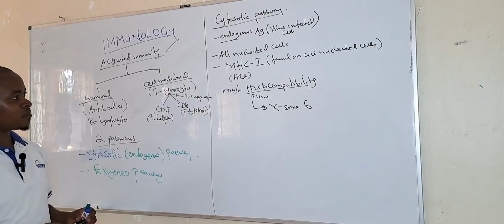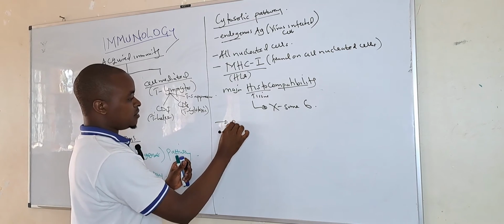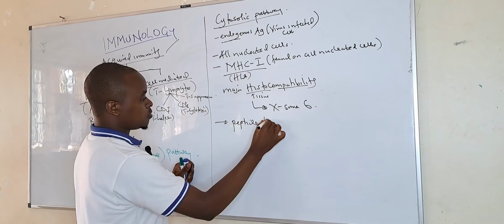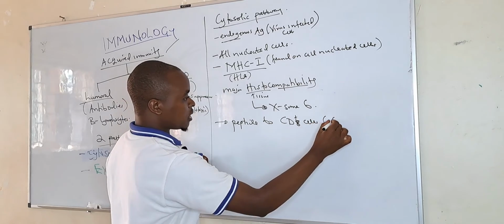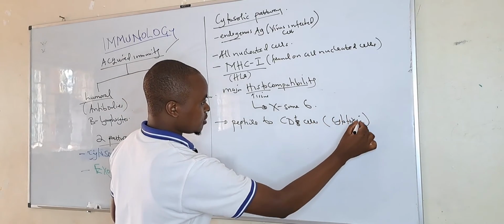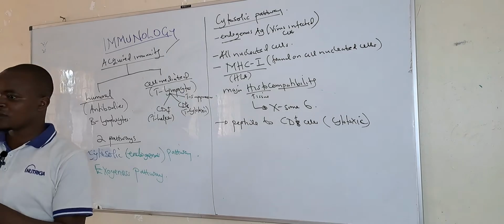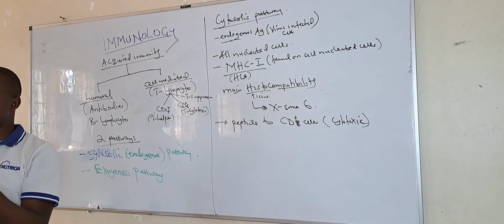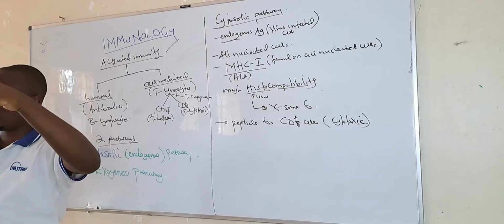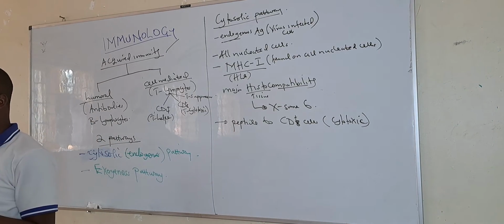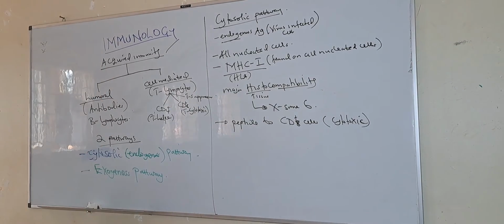Then lastly, major histocompatibility complex type 1 presents the peptide to CD8 positive cells, those we call cytotoxic cells. So whenever the viral infected cell internalizes the peptide, we then present a portion on top of the major histocompatibility, then the cytotoxic cells are triggered to come and start killing that cell. As we are going to see the pathway as it moves. So let us begin the process. That was just an introduction of it.